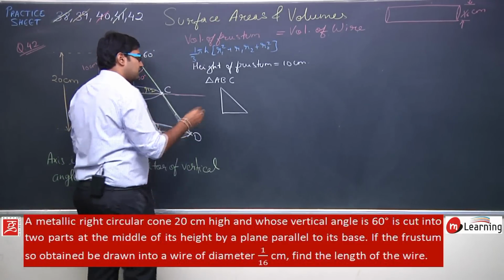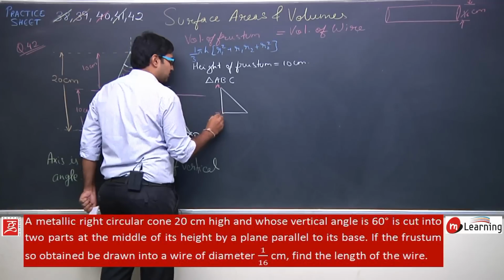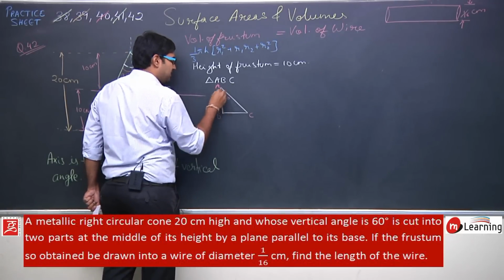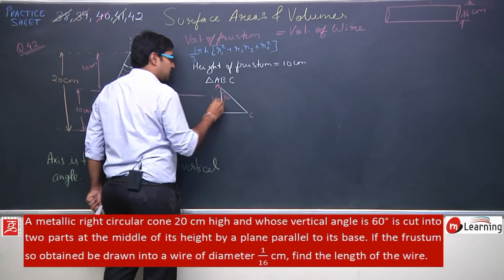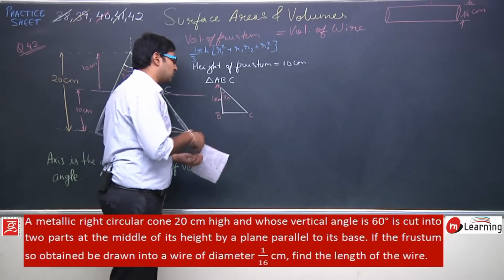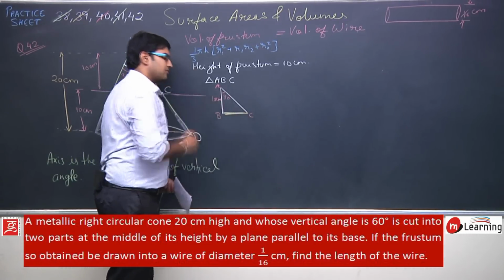In this triangle, this is the point A, this is the point B, this is the point C. This angle is 30 degrees. This AB is given as 10 centimeters. So if AB is 10 centimeters, can I calculate the length of BC?